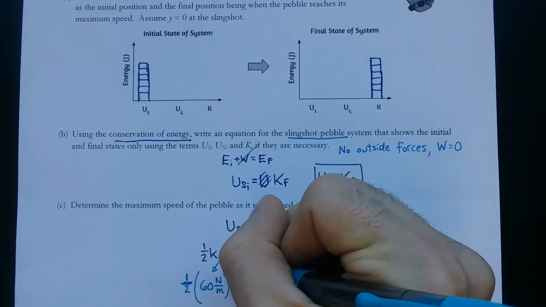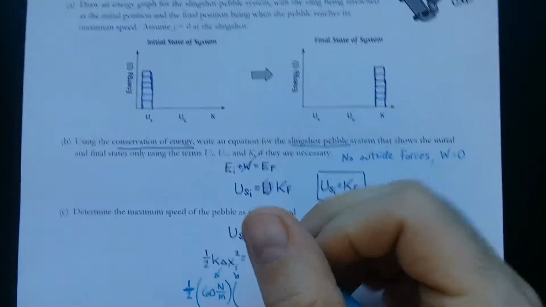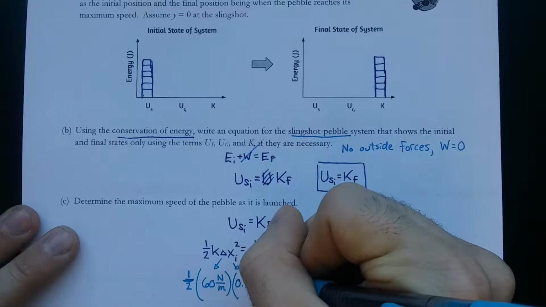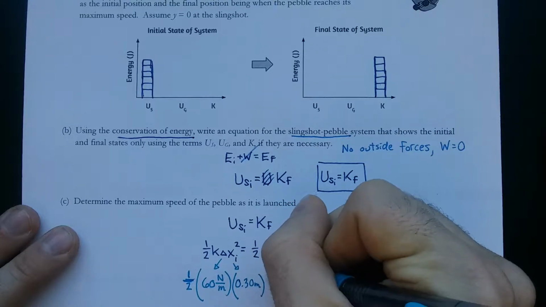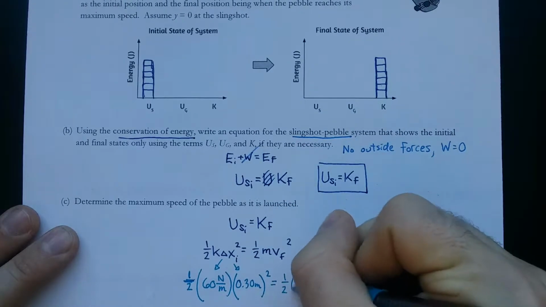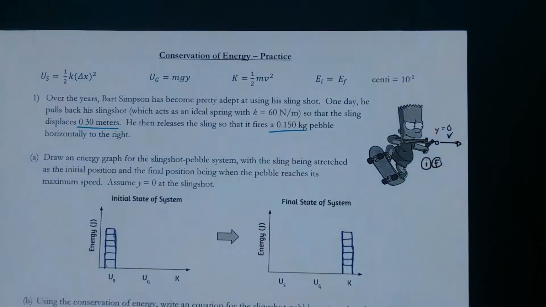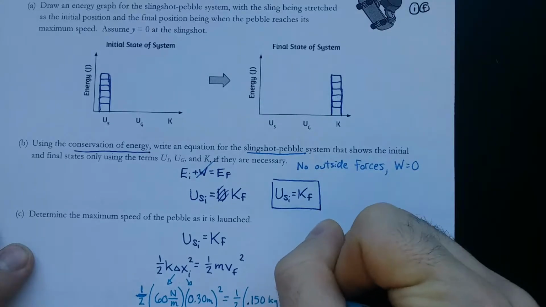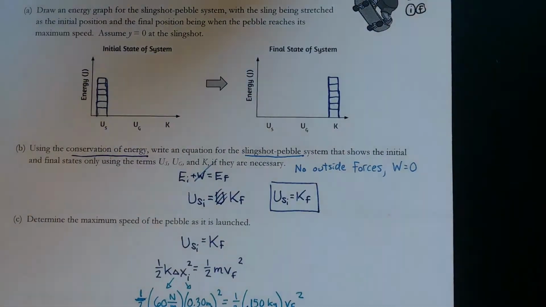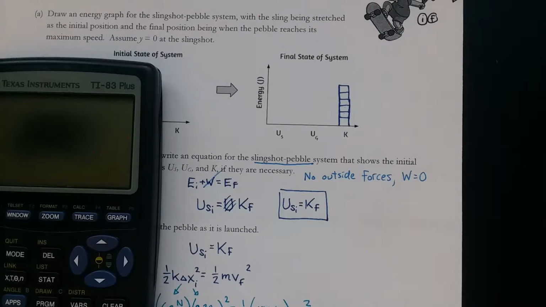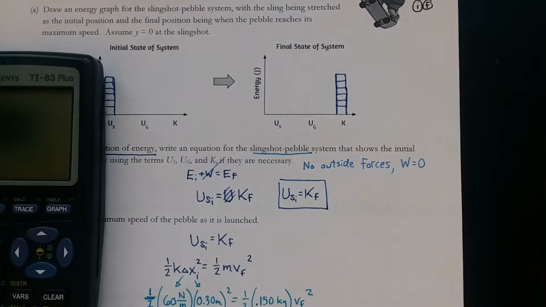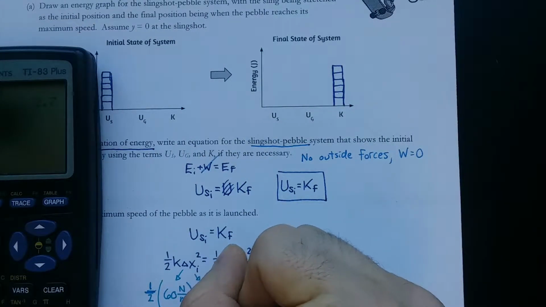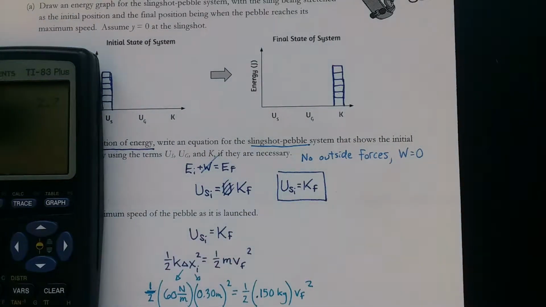becomes 60 newtons per meter. Delta x, how much are we displaced in the beginning by the spring? That's that 0.30 meters up there, squared, equals 1/2 m, mass of the pebble, 0.150 kilograms, times v final squared. And now it's just math time. And that's 0.5 times 60 times 0.3 squared. That gives me 2.7 joules of total energy in my system in the beginning.